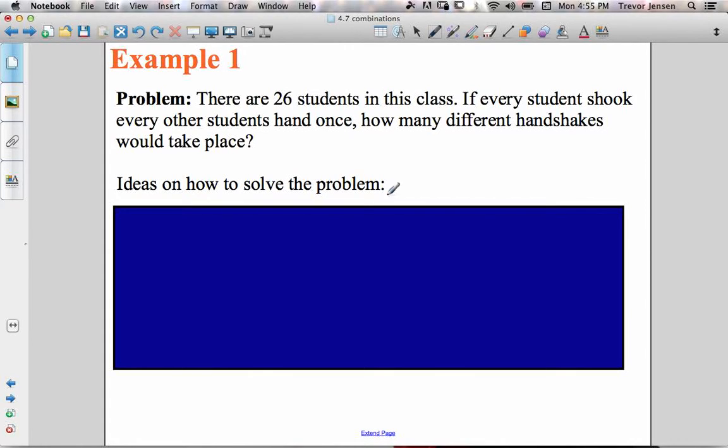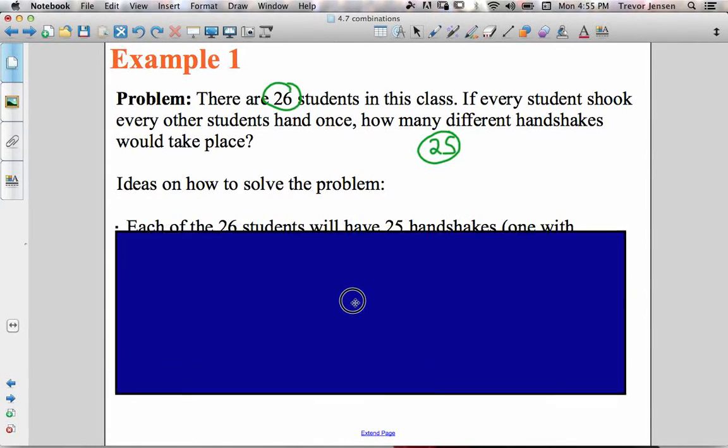Well, if we think about that logically, you are one of the 26 students. How many handshakes are you going to have to give? You're going to have to shake the hand of all of the 25 other students in the class. You personally are going to have 25 handshakes. Now, every other student in the class is also going to have to shake every other student's hand, so every other student is also going to have 25 handshakes. So all 26 students are going to give 25 handshakes.